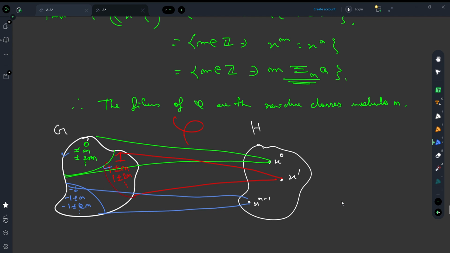Now, if I represent this as 0 bar, which are the elements congruent to 0 modulo n, if I represent this as 1 bar, and this as n minus 1 bar, then I get the elements 0 bar, 1 bar until n minus 1 bar. Will I get any more elements? I won't. But these elements will obviously cover whatever elements we require. Isn't this exactly the group Z mod nZ?